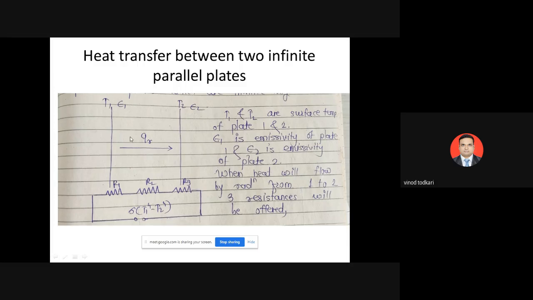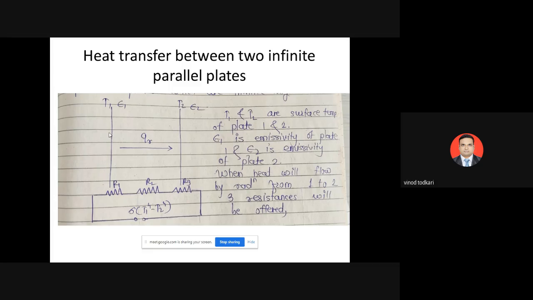Okay. Now see, when heat will flow from 1 to 2, what will be first resistance? The first resistance will be offered at the first plate itself. It will be resistance offered to emission of heat that we call as surface resistance, right? So R1 is what? R1 is surface resistance of plate 1. If 1000 watts energy is given to plate 1, it cannot emit all 1000 watts. There will be some resistance which will be offered at the plate itself. That resistance is called as surface resistance.